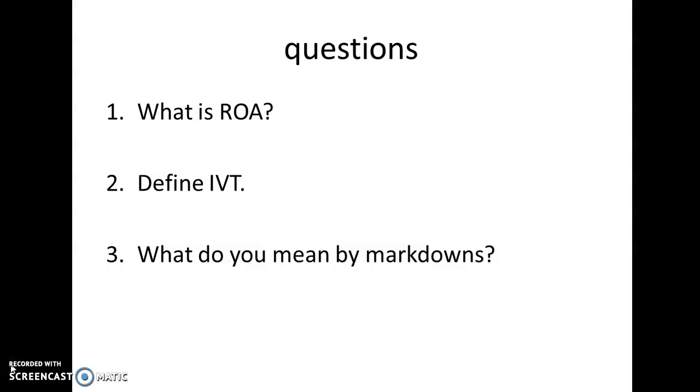The first question is, what is ROA? ROA is nothing but return on assets. It is calculated using the formula earnings divided by total assets. ROA is an indicator of how profitable a company is related to its total assets. So we can get the idea of how efficiently the company is using its assets to generate earnings.